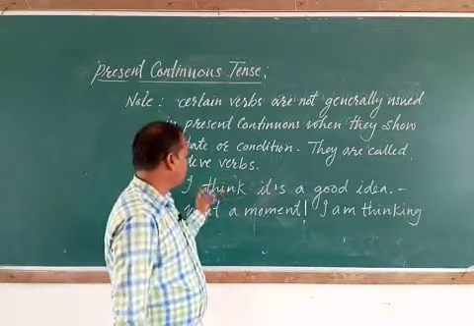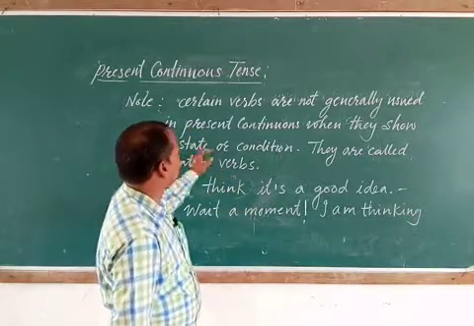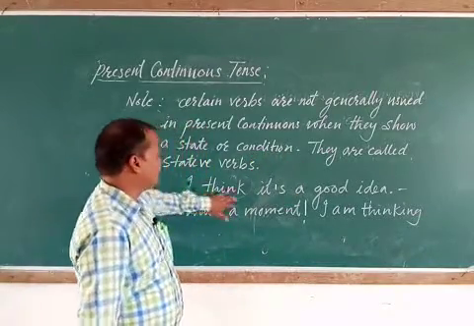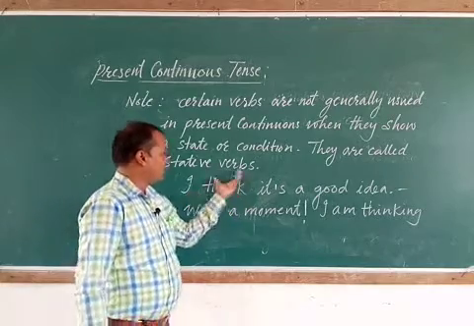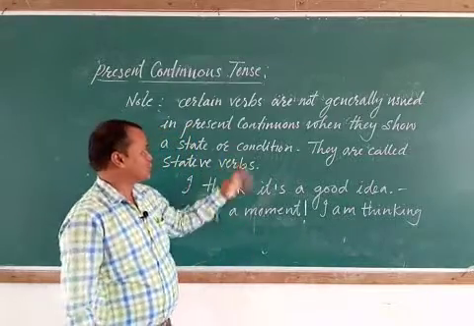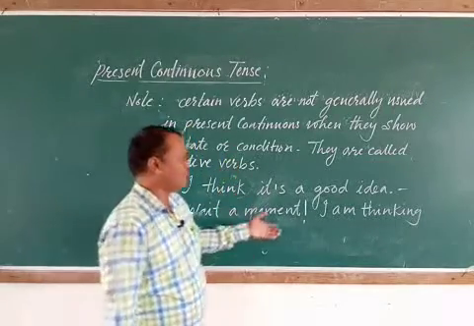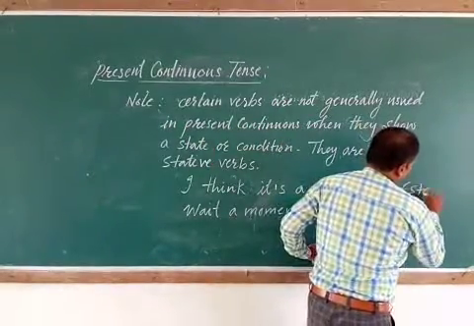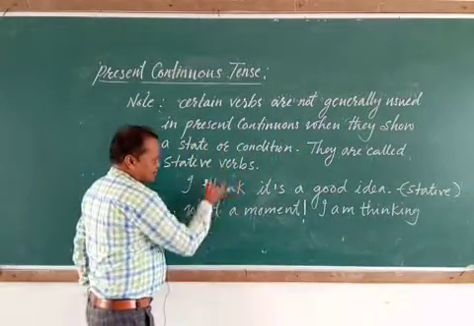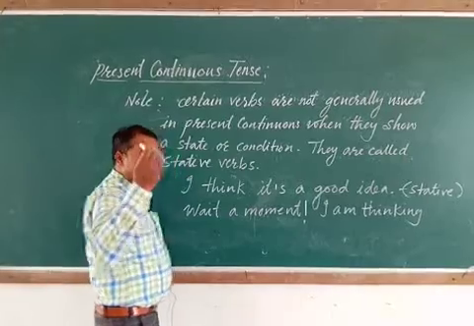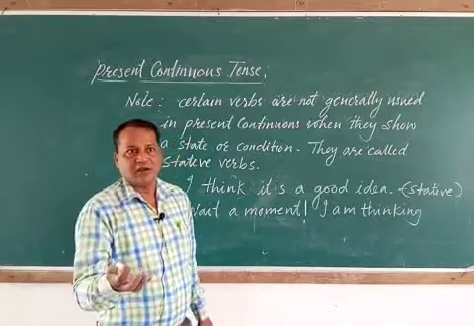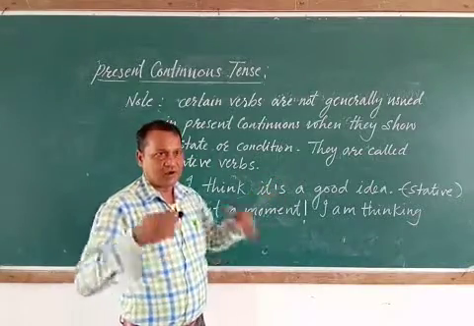The word think shows the state or the condition of mind. It is our opinion that this idea is good. So if the verb shows an opinion, it will be called stative form. So in the first sentence, think shows our opinion. We think like this, that the idea is good. Anyone can think that the idea is not good. I think that the idea is good.